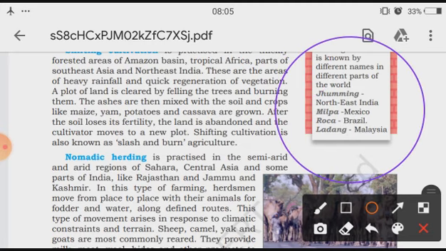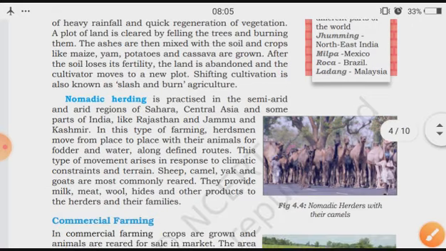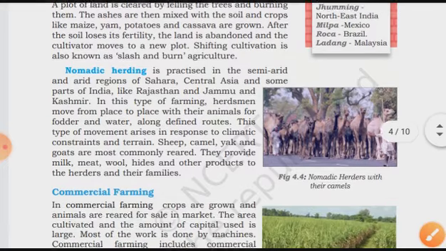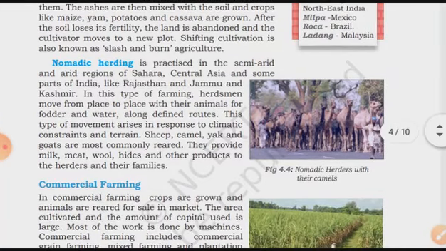If you see, they have given that shifting cultivation has different names. Like Jhumming in East India, Milpa in Mexico, Roca in Brazil, and Ladang in Malaysia. It has different names in different parts of the world. Then after this, the second one, they have given is nomadic herding.